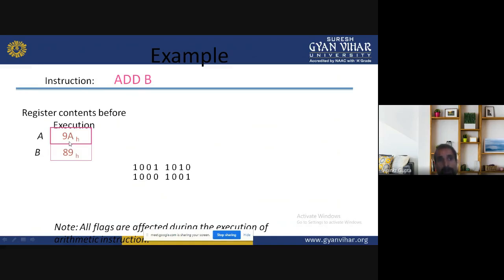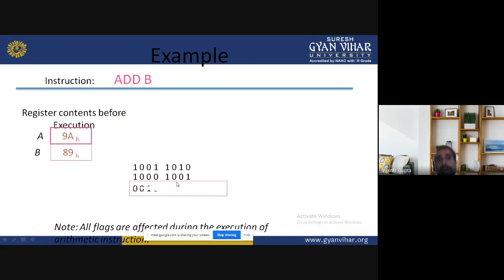First of all, I will convert these into binary numbers. How will we convert? One hexadecimal digit represents 4 binary bits. So 9 is equivalent to 1001, and A means 10, so 10 means 1010. By the same procedure, 8 is 1000 and 9 is 1001.